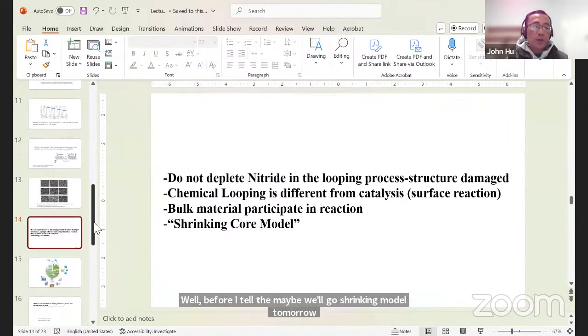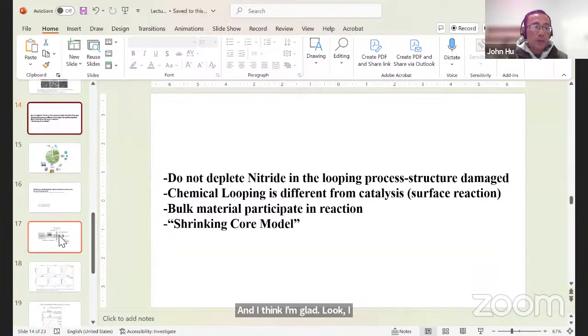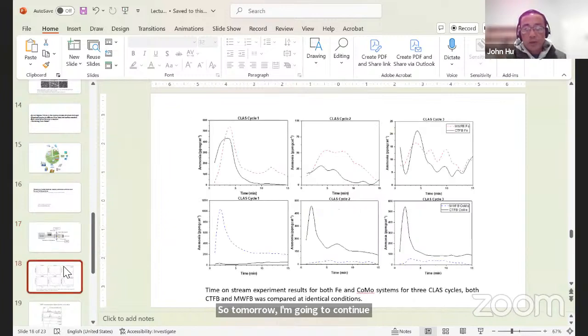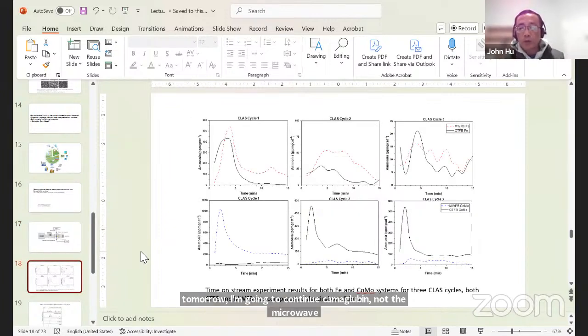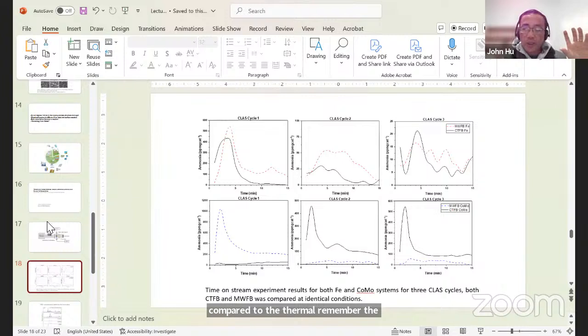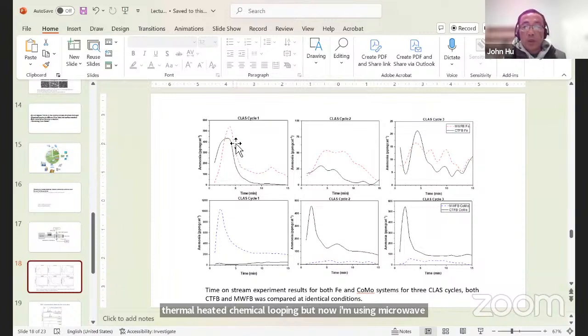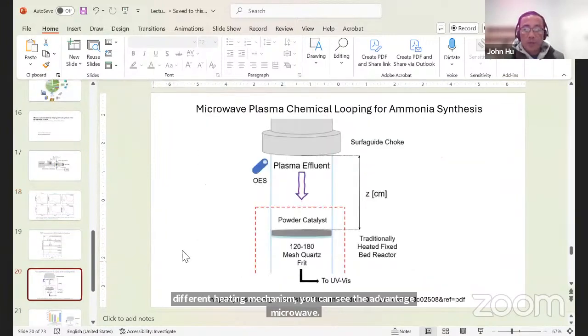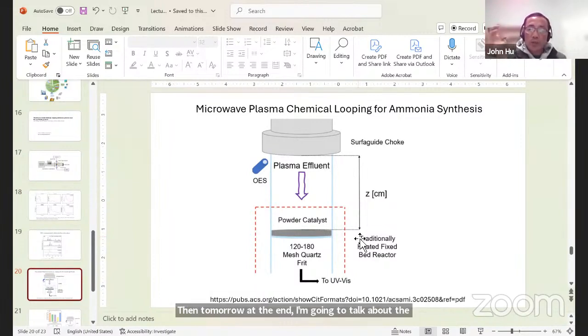And I'm glad that I have so many slides prepared. So tomorrow I'm going to continue chemical looping, now the microwave, and then how microwave compares to thermal. Remember the last two papers we talked about, they are thermally heated chemical looping. But now I'm using microwave, which is my work, compared to the thermally heated chemical looping. So different heating mechanism. You can see the advantage of microwave. Then tomorrow at the end, I'm going to talk about how the microwave plasma induces or enables chemical looping.